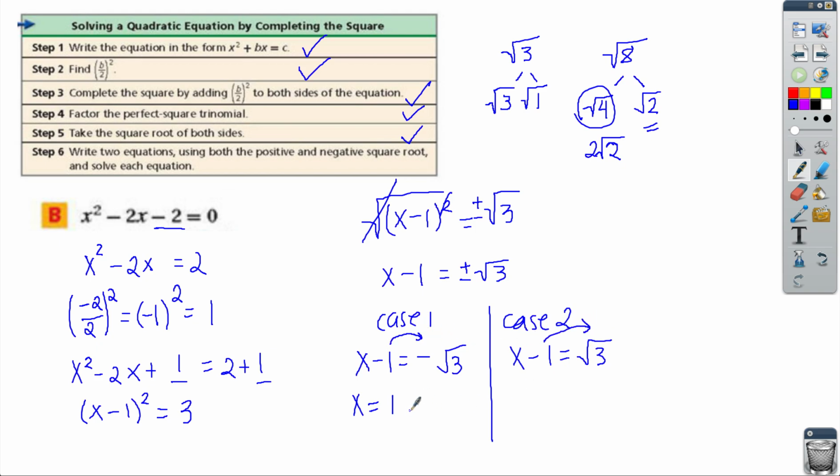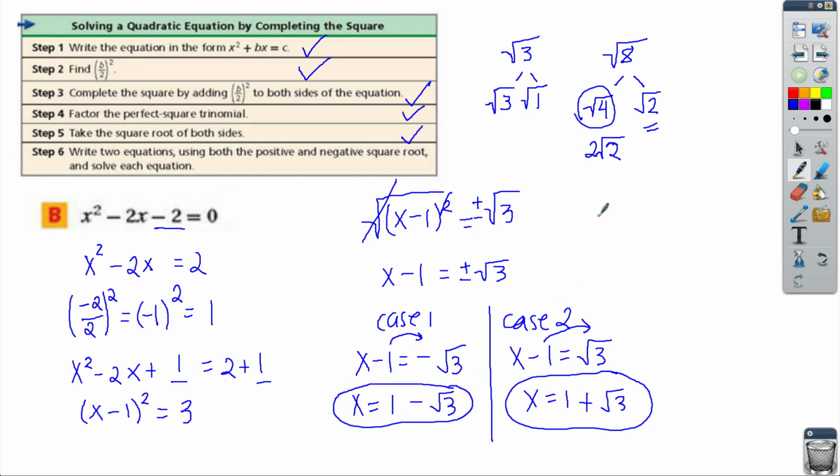Okay. Positive 1 minus root 3 is one answer. And the other answer must be positive 1 plus root 3. Okay, so notice how they almost look the same. But because of the signs, this distinguishes them as two unique answers. Very cool. All right. So those are the solutions to the given problem. Let's try and look at another one right now.